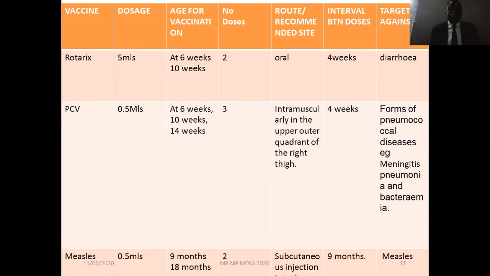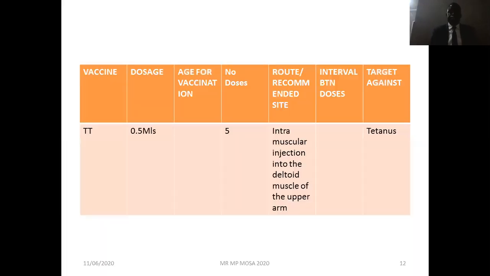The other vaccine is measles vaccine. It is given 0.5 mls as the dose, and it is given at 9 months and 18 months. So someone gets 2 doses. The route is subcutaneous injection. Someone is given the measles vaccine to protect themselves from measles infection.